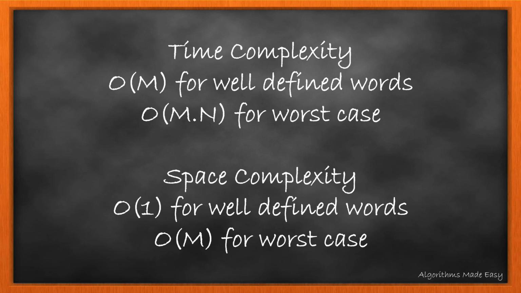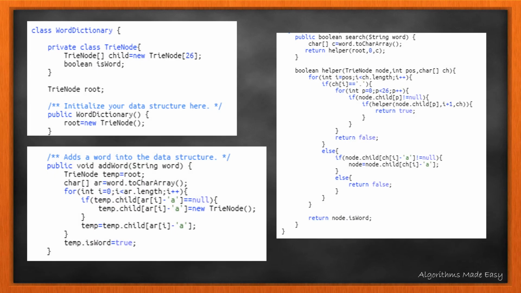The time complexity is O of m for a well-defined word and O of m times n for the worst case when all the characters in the word are dots. M here is the key length and n is the number of keys. The space complexity is O of 1 for a well-defined word, while O of m in its worst case to maintain the recursion stack. Here is the actual code snippet for all the methods in the trie class.